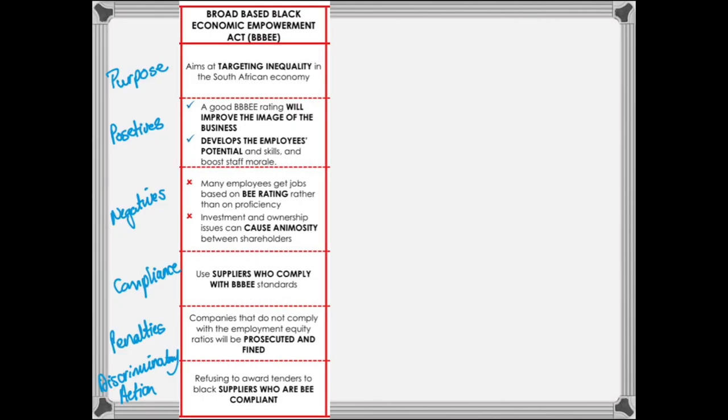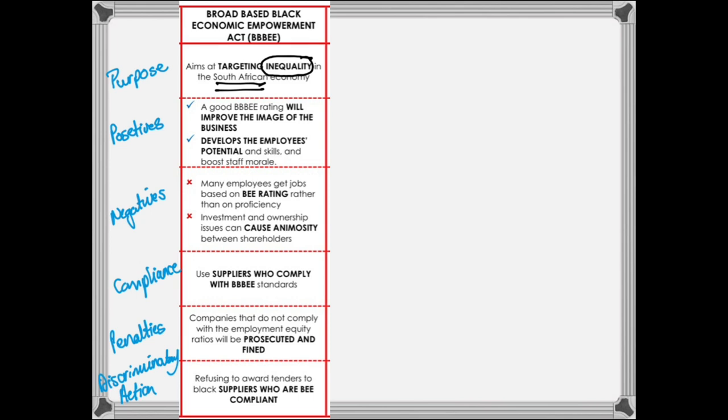So broad-based black economic empowerment focuses on inequality. It is trying to fix the inequality in South Africa. Remember, all of these acts are based in South Africa, and it does not affect the international scene. So it's not anywhere else in the world. So it aims at targeting the inequality that happens, and this is done through improving employment and management and ownership of previously disadvantaged people under this particular act.